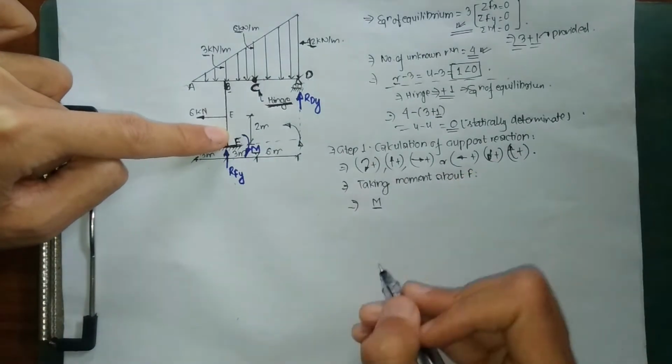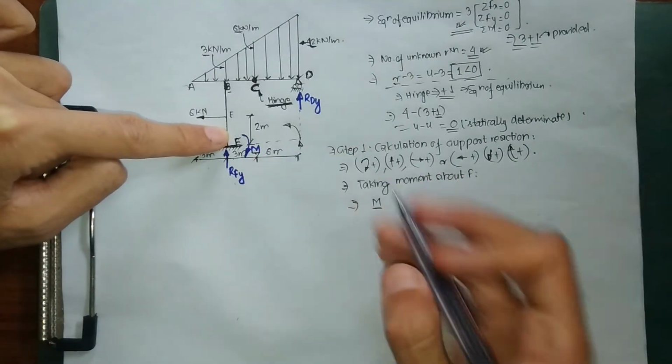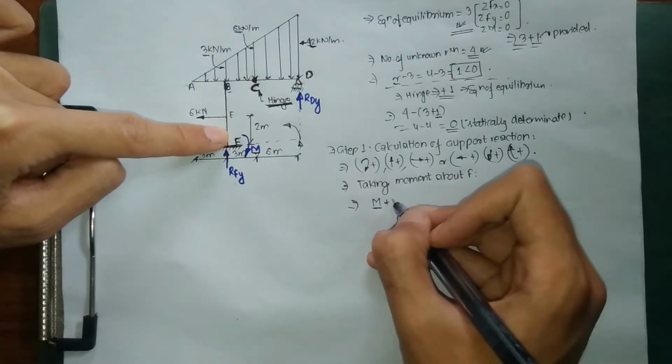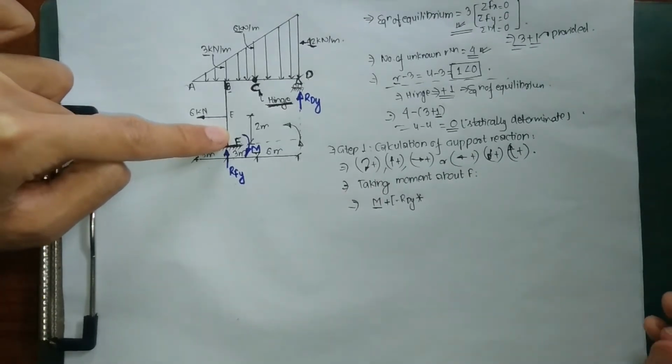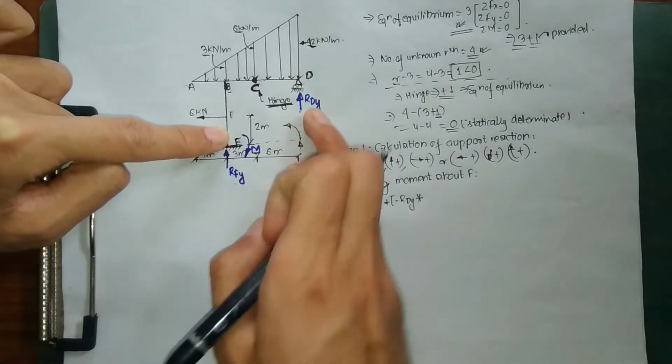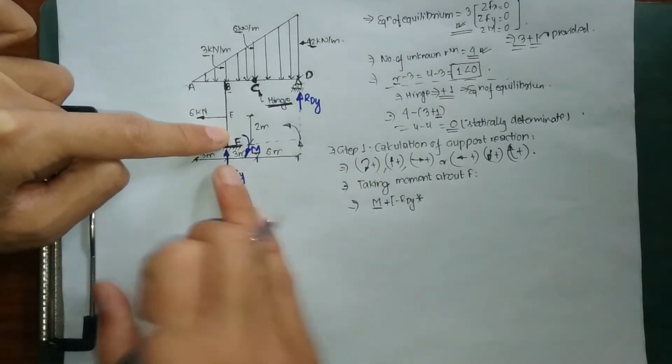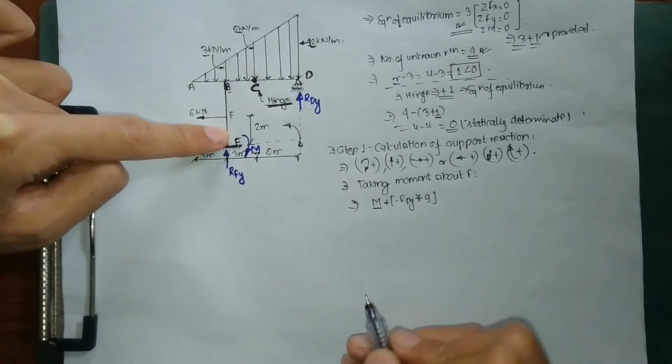Since we're taking clockwise moment as positive and RDY acts in the anti-clockwise direction, we have minus RDY into 9. Moment is force into perpendicular distance, and the distance from RDY to point F is 6 plus 3, 9 meters.